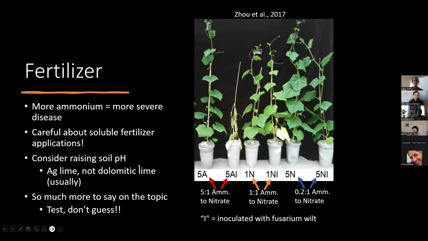There's so much more to say on fertilizer, including raising soil pH, and we can talk about that more later. But nitrogen dynamics are really the number one thing you should be looking at, as well as pH, for your first two things, fertilizer-wise, to combat this pathogen.